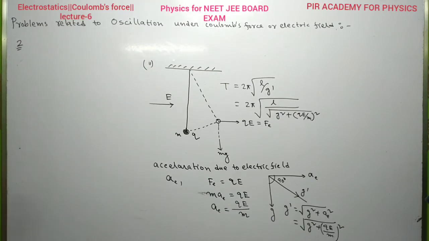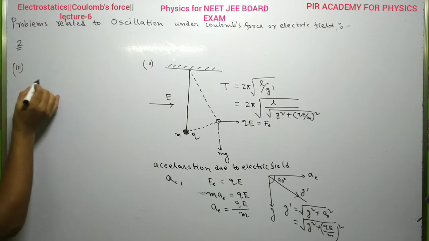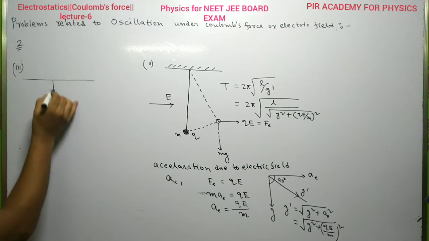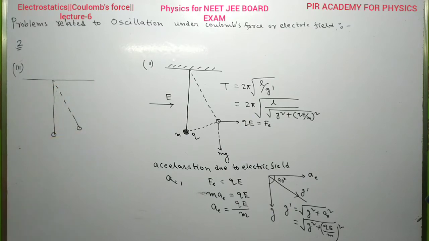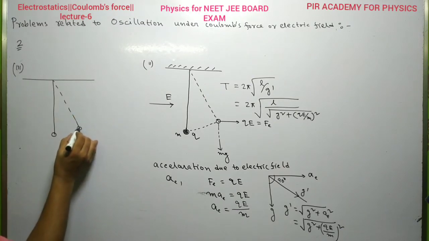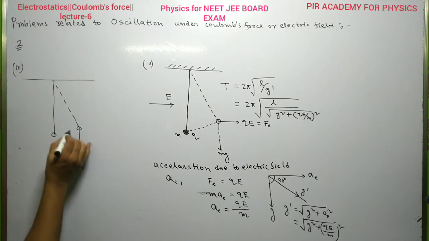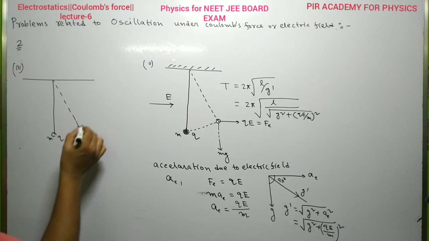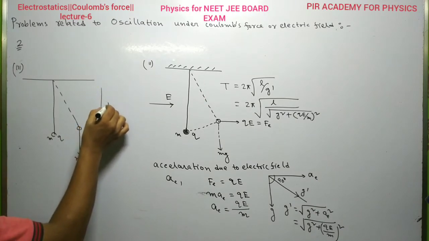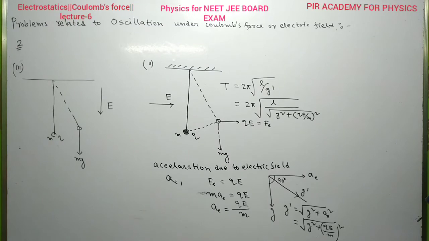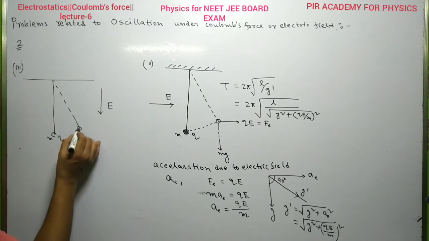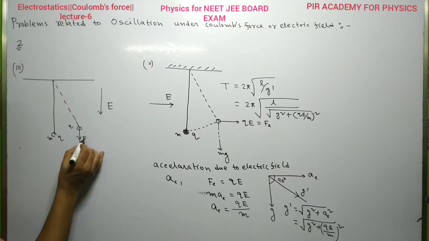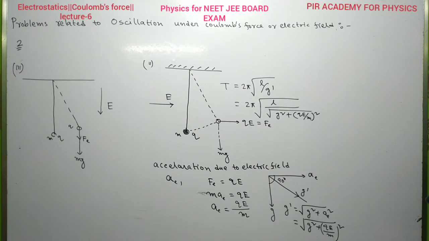So suppose condition number 3. Suppose this is the pendulum. In this condition, if I apply, this is g, mg, this contains charge q and mass m. If I apply an electric field along this direction, what will happen? This is charge q, and due to this electric field there will be an electric force along this direction.